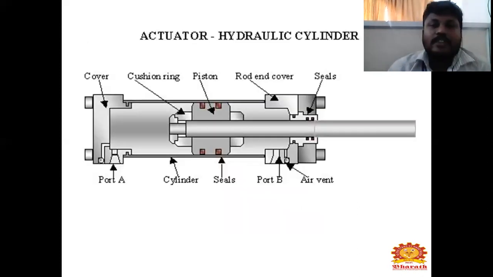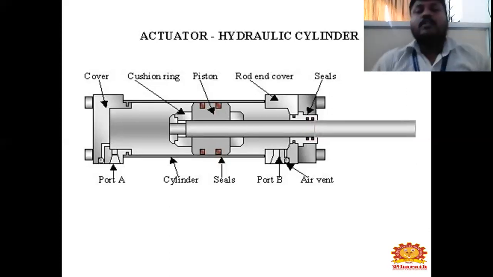And next one is your actuator, the hydraulic cylinder. This is your diagram of your hydraulic cylinder. It is a double acting cylinder. What are all the things you will be having?